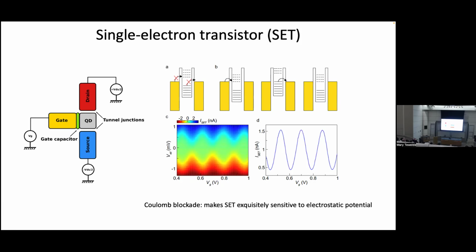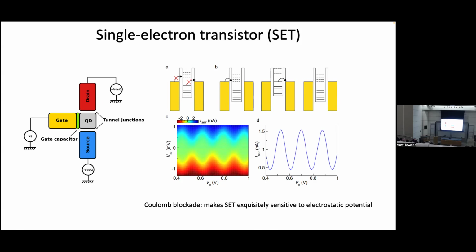This is E squared over C. And if you tune the Fermi level of your leads such that you're within this gap, then at low temperature, at least, an electron can't hop from the source onto the island or from the island onto the drain, and you get no current in this situation.